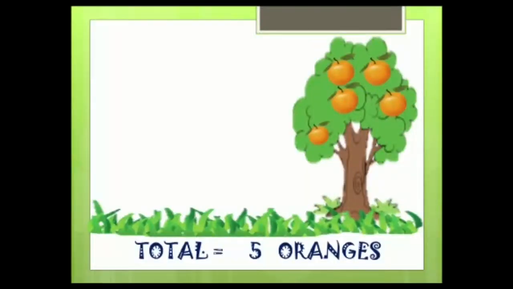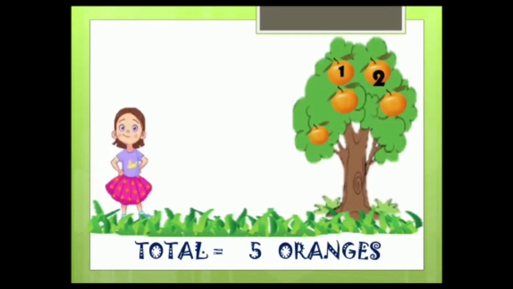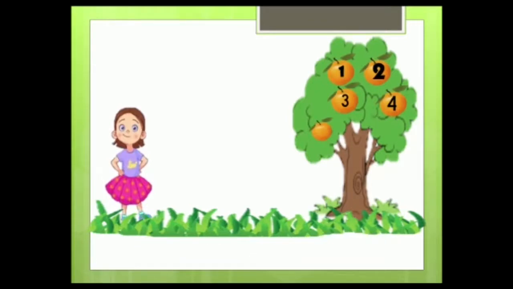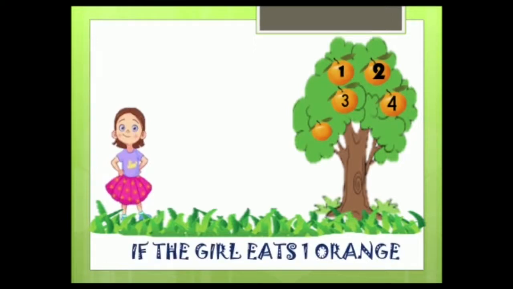Here we can see a tree and some oranges. There is a girl here. Let's start counting these oranges so that we can know how many oranges there are. 2, 3, 4 and 5. So total 5 oranges are here. Now this girl is very hungry and she wants to eat an orange.